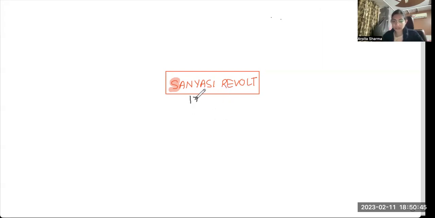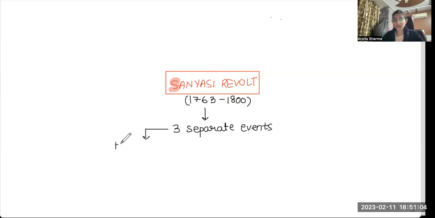So here, when we talk about Sanyyasi Revolt, the time period is 1763 to 1800s. This is the major time period of this revolt. Okay? And here, it was a culmination of three separate events. So the first event was known as the Hindu Sanyasis Revolt. This is the first event, and this took place in northern India. Basically, the Sanyasis belonged to North India.